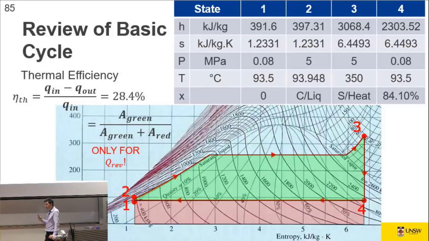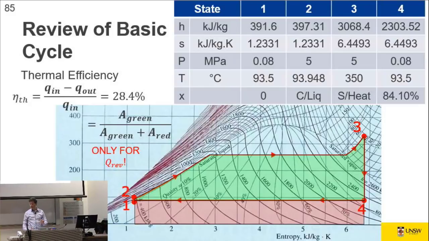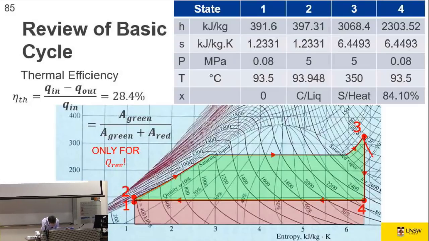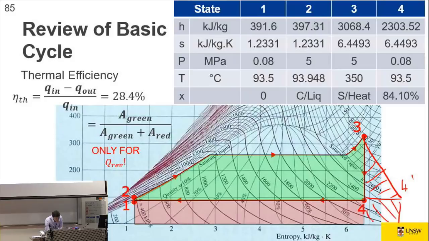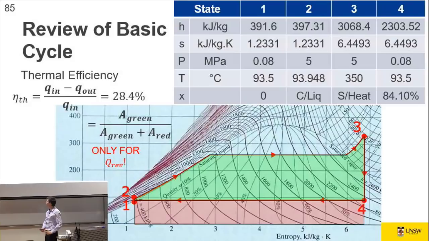This only works for reversible processes. So if we had a turbine that wasn't isentropic, for example, we know that we would go from state 3 out to state 4 dash, and you would say, aha, I have increased the area of green and possibly not increased the area of red by as much, but in fact, that increased area of green isn't working for you because you don't get that out as work out of the turbine. So it only works for reversible processes, but it's a nice rule of thumb guide as to what your process is doing. Is it improving efficiency or decreasing efficiency?